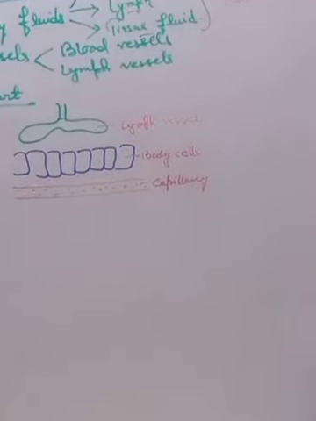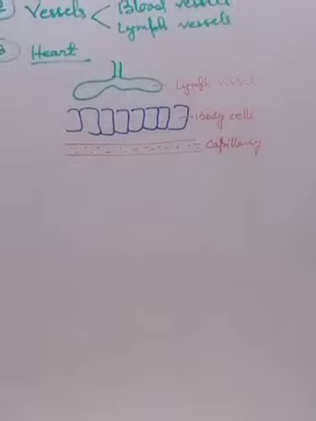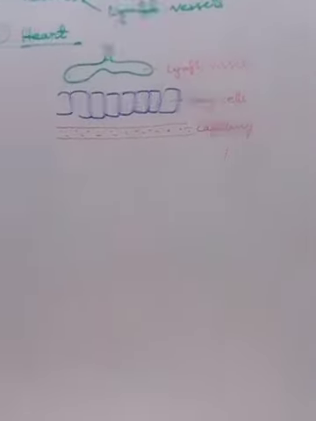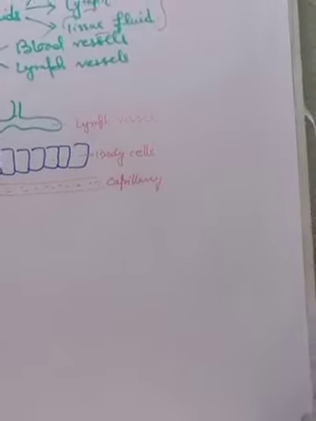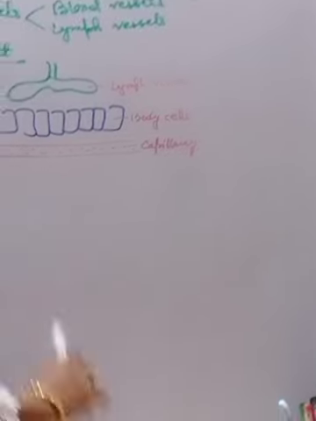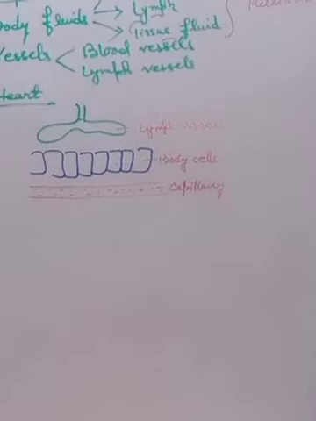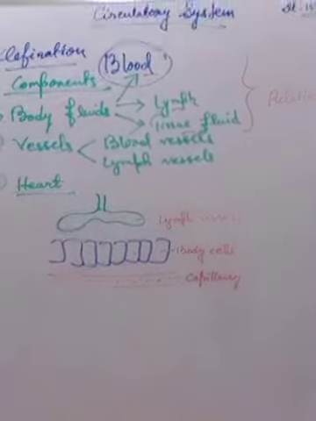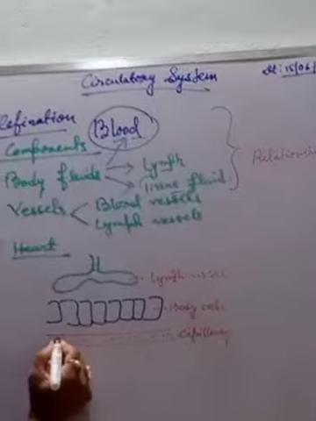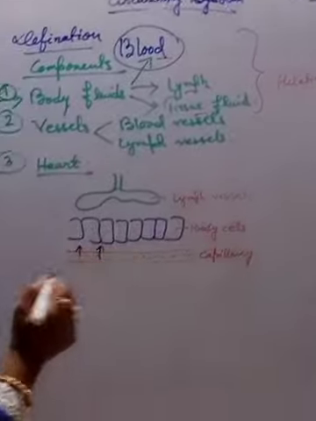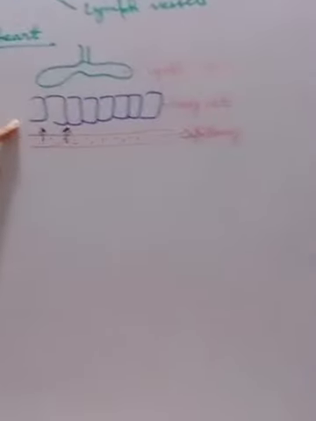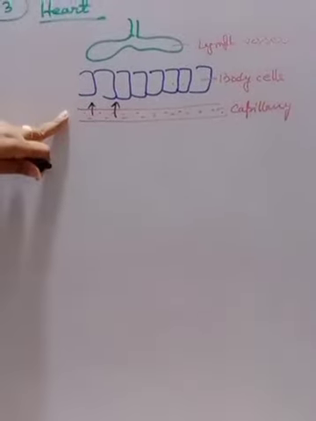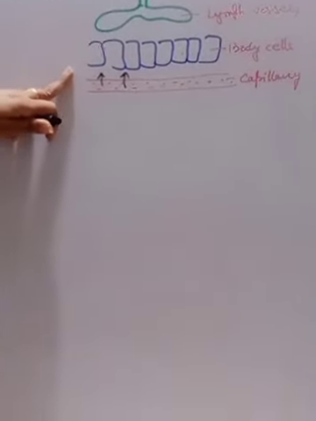Now then, what are the tissue fluids? I simply told you the tissue fluids bathe the body cells. That means when the blood is flowing within the capillaries, the plasma comes out of the blood to form the tissue fluids. It is coming out from here, from the capillaries into the space between the body cells and the capillaries. The plasma is coming out and forming the what?